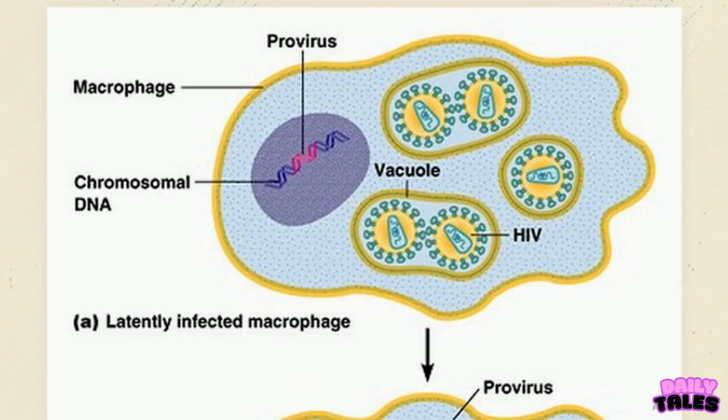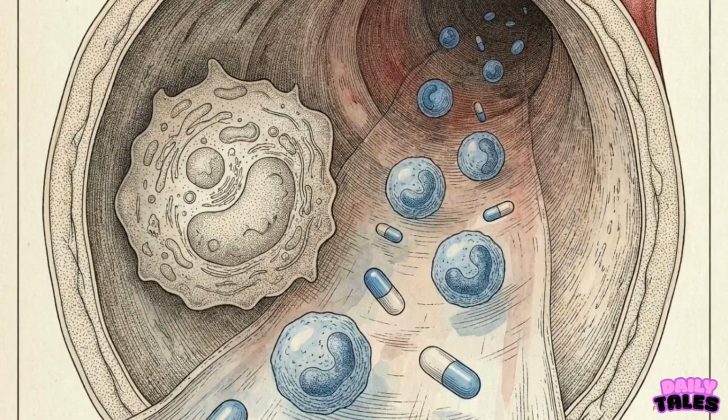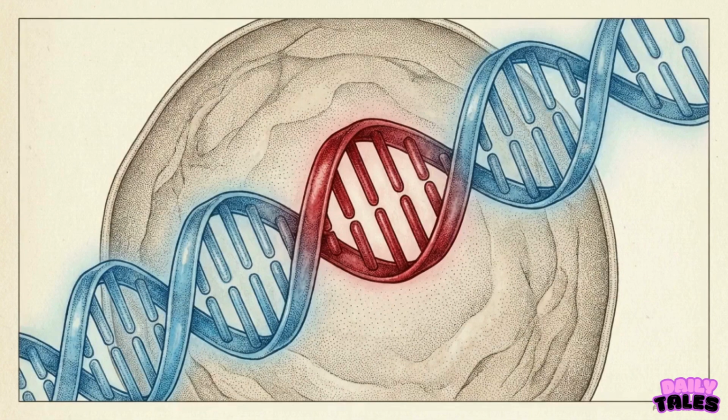This diagram shows a macrophage harboring the provirus in a resting state. These infected memory T cells and macrophages act as latent anatomical reservoirs, carrying the virus without actively producing new particles. Because these resting cells are not actively replicating, they evade both the immune system and pharmacological treatments. This is why, currently, HIV cannot be fully eradicated from the human body.